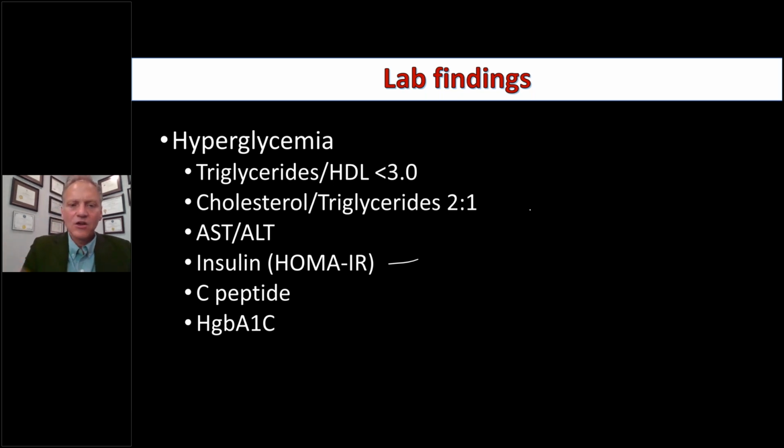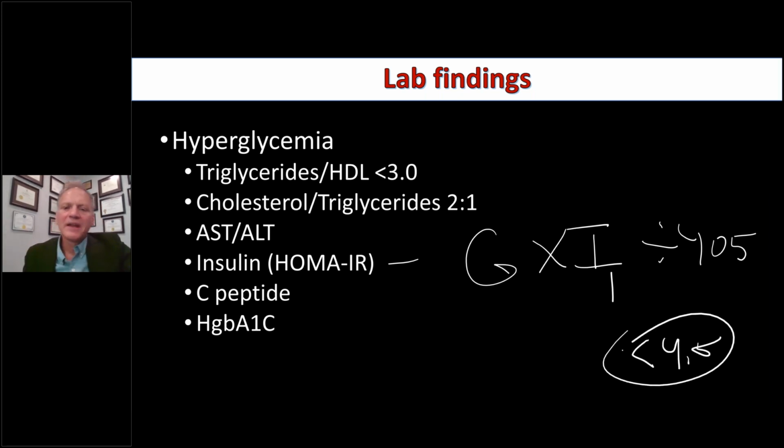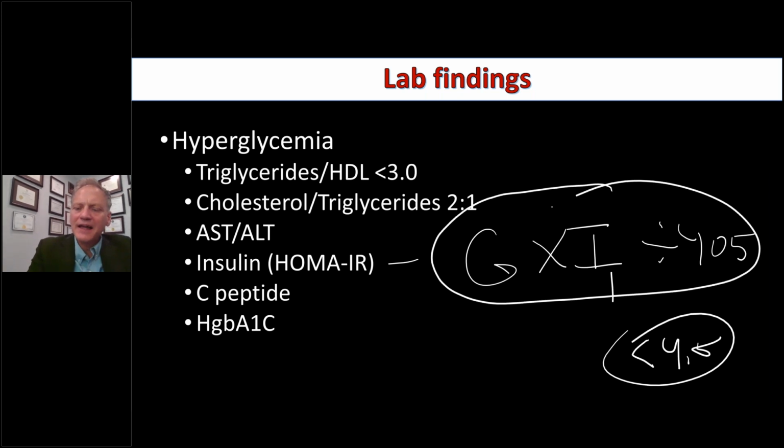Here's what you do. You take glucose times insulin, and you divide that by 405. 405 is a constant, because it's not enough just to know that, for instance, your glucose is 95. You need to know how much insulin it took to hold the glucose at that level. How much insulin did it take? So ideally, you want your fasting insulin to be 4.5 or lower. Okay. But anyway, you multiply these two and you divide it by 405, and you want that number to be 1.0 or less.